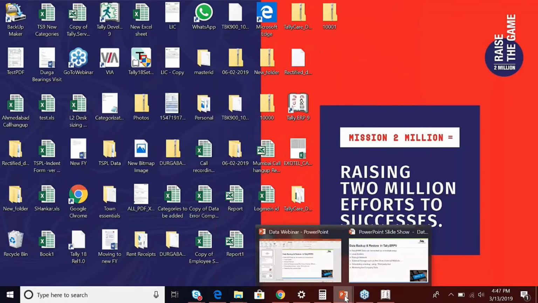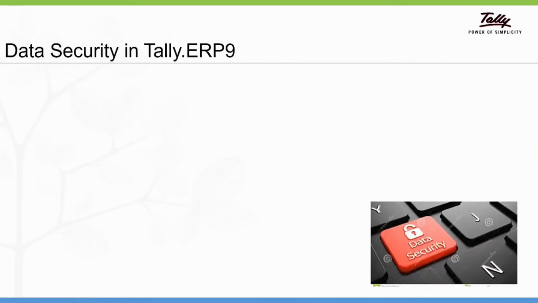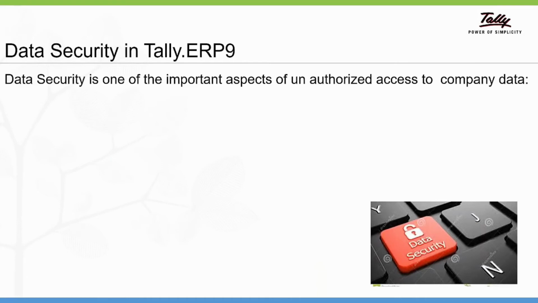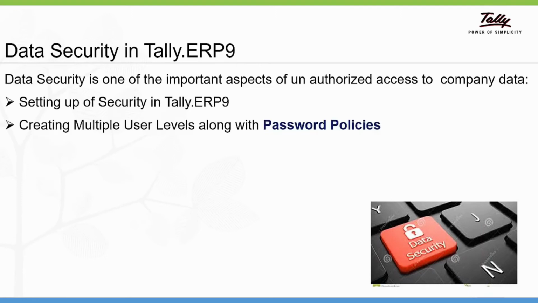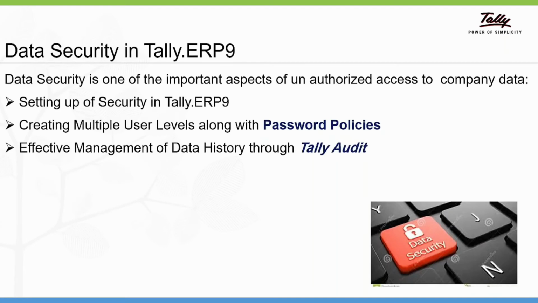We'll go to the next part. The next major thing is how I can secure the data from unauthorized access. Data security is one of the important aspects in preventing unauthorized access to the company data. So how we can do this is, you can set up the security control using Tally, creating multiple users along with password policies, and effective management of data history through Tally Audit. So we'll see how we can manage that.